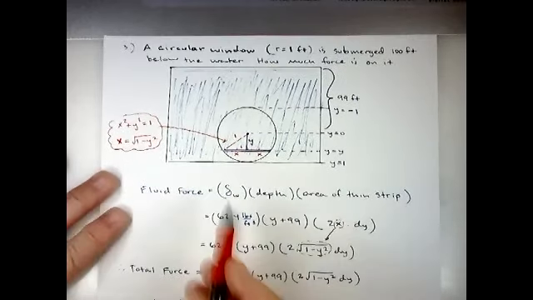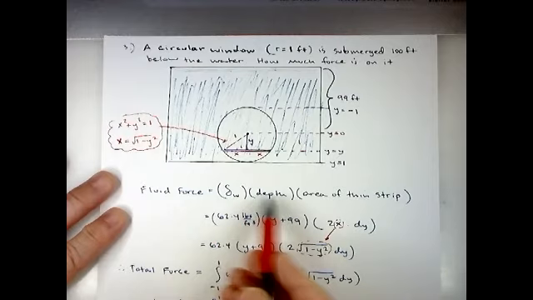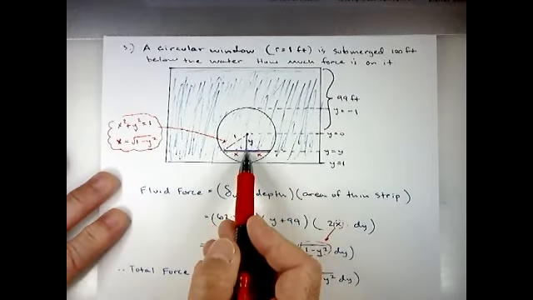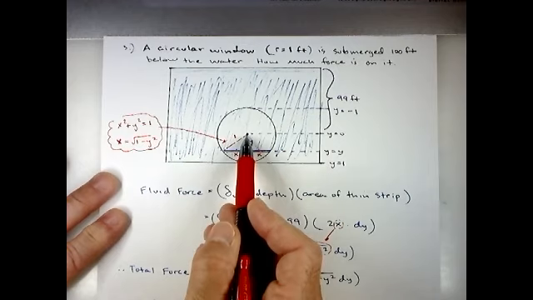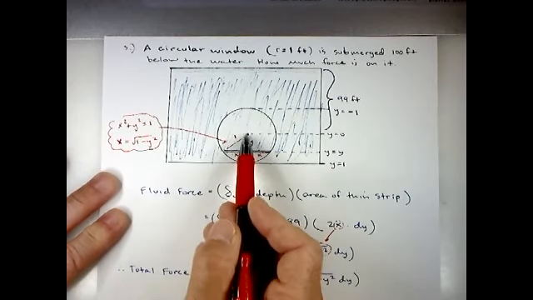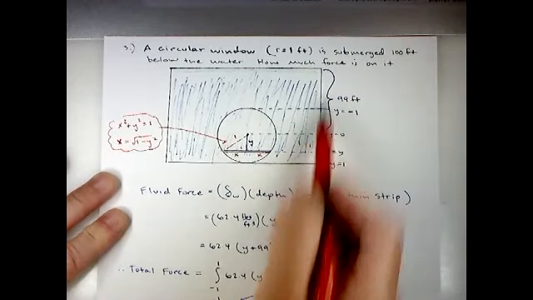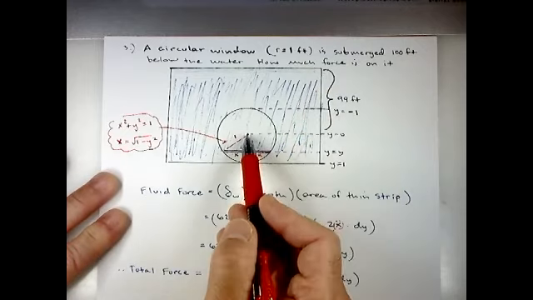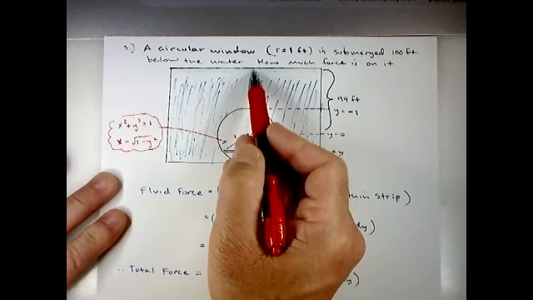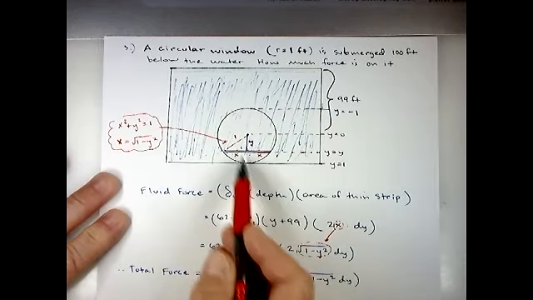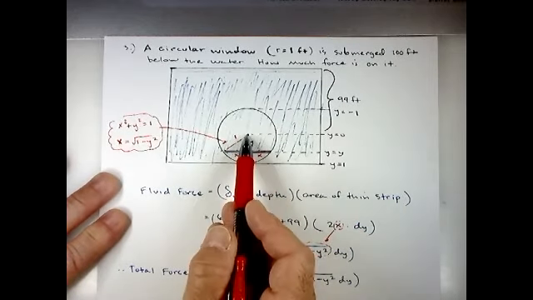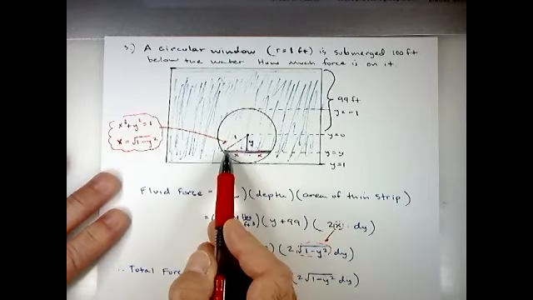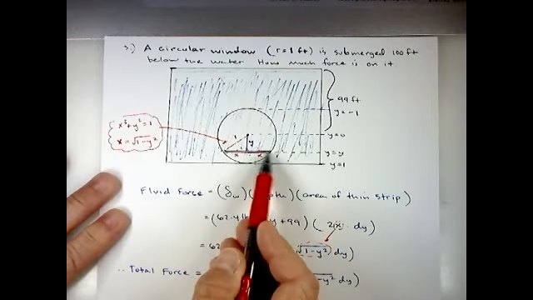So fluid force is density times depth. Now, the depth of this strip is y feet, right? This distance plus, remember, this bottom is 100 feet below. So if this is 1 foot, there would be 99 feet of water above the center of the window. So my depth of this horizontal strip is y plus 99, times the area of that thin strip.